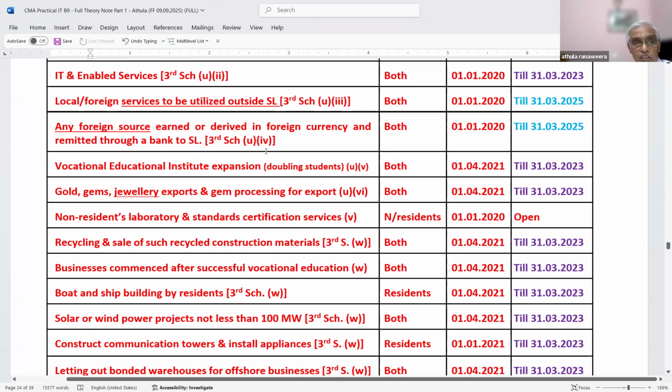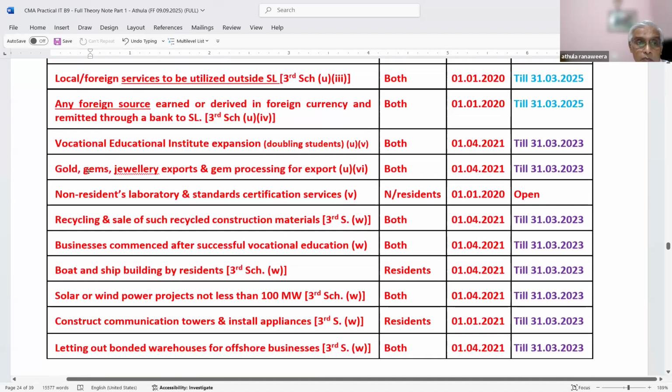If a vocational educational institution doubled their student base, because this vocational education is very much important for a country's development, therefore they introduced that, but after 2 years, they canceled it. Then gold, gem jewelry export and business, as well as gem processing for export business, you process and give it to another person for export. Those businesses also, it was exempted for 2 years, now no more.